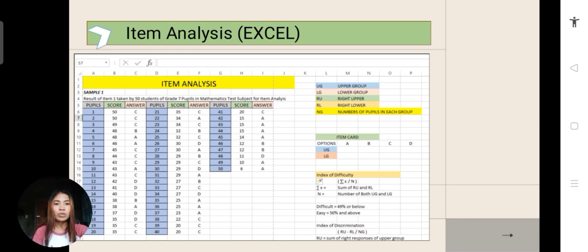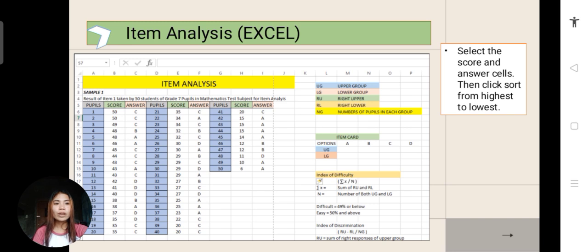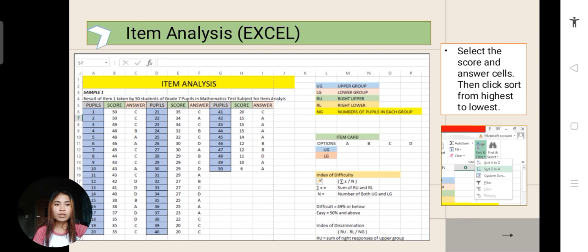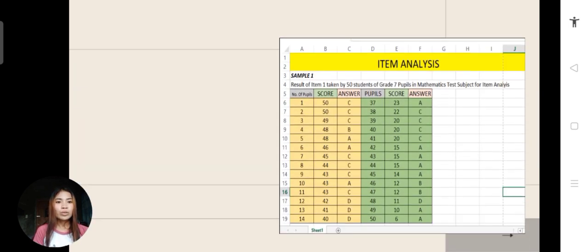We also need to put in the item key or the options in the UG and the LG, the options A, B, C, D. Note that in step 2 of item analysis, we need to arrange all the scores in descending order, from the highest to lowest. So first, we need to select the score and answer cells, then click the sort from highest to lowest option.